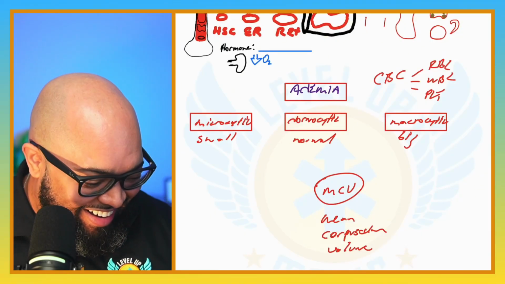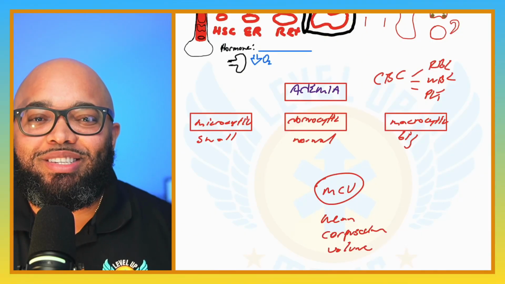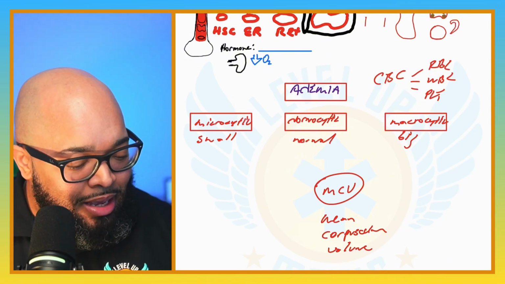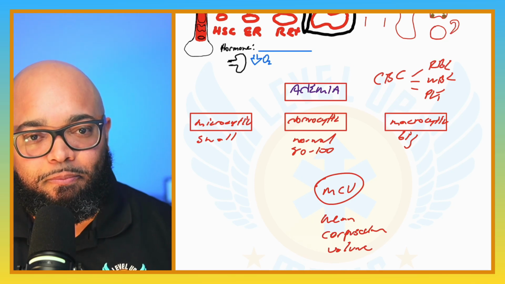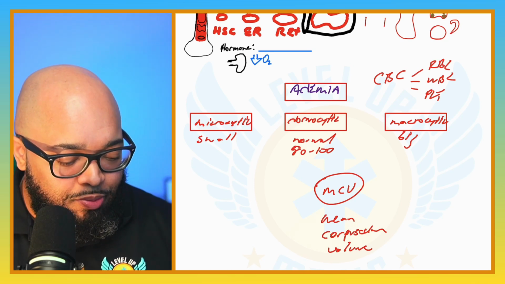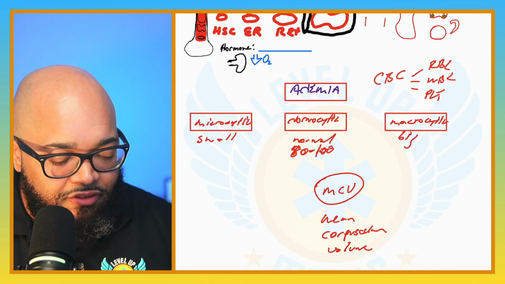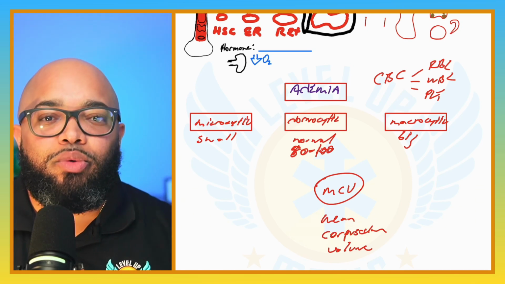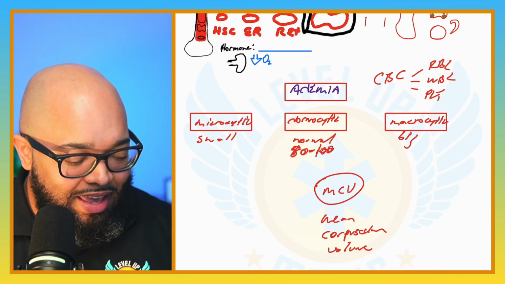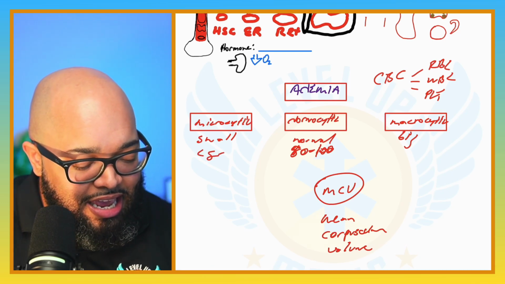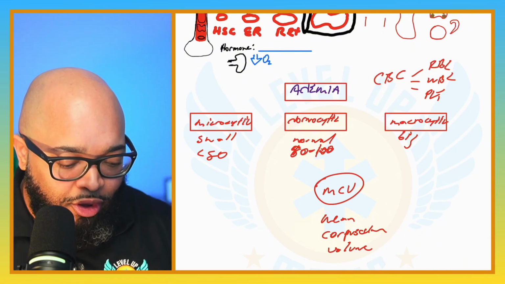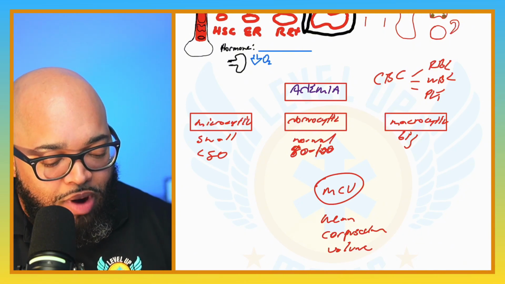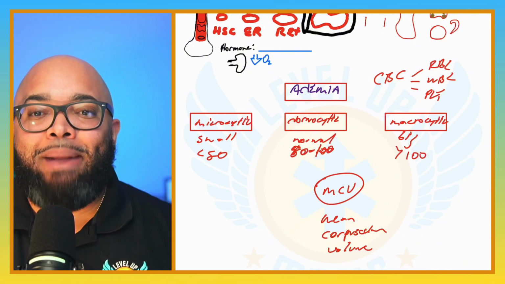Normocytic anemia is where the MCV is between 80 and 100. When you get the lab report, if the MCV is between 80 and 100, we call that normocytic. If it's less than 80, we call that microcytic, so this is really small volume. And if it's greater than 100, we call that macrocytic.